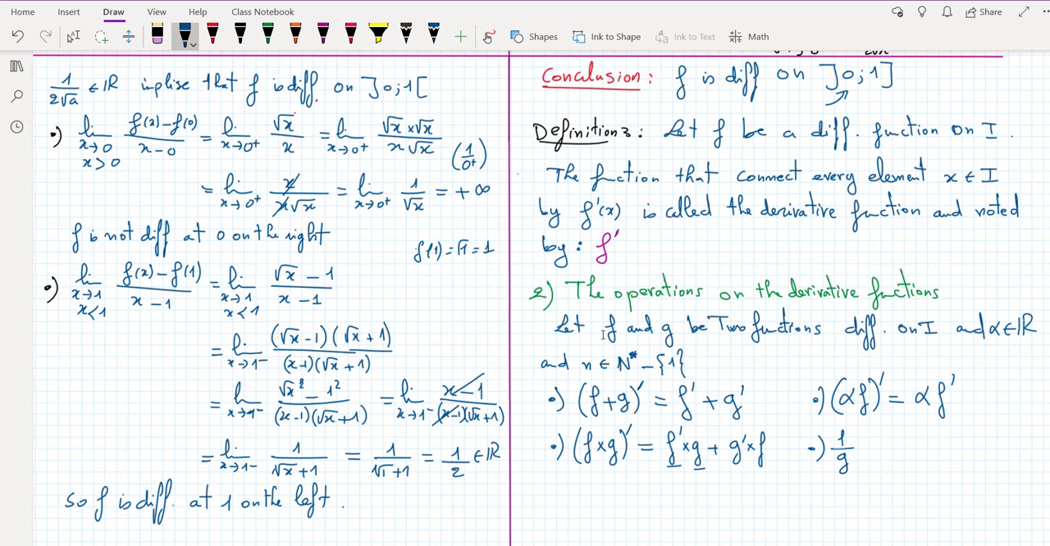Derivative of 1 over g is minus g prime over g squared, such that g is not equal to 0 on I. Finally, the derivative of f over g is f prime times g. We'll switch the derivative between f and g, but this time with minus g prime times f, over g squared.